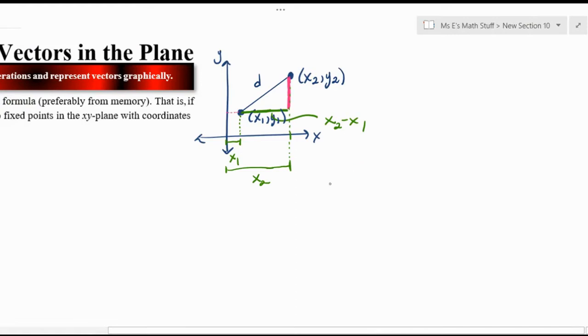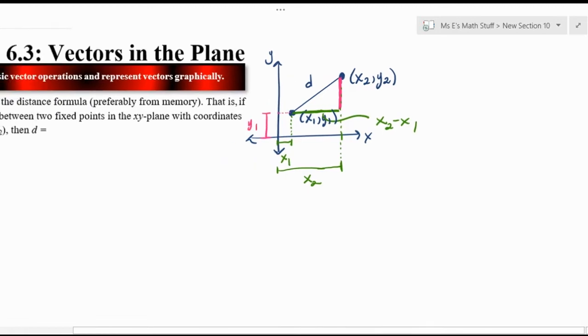You could go through and decide that the distance from the y-axis up to that first point would be y1. The distance from the y-axis all the way up to be even with the second point would be y2. And so the length of that shorter leg of the triangle would be y2 minus y1. There we go. And you've got a little right angle there.